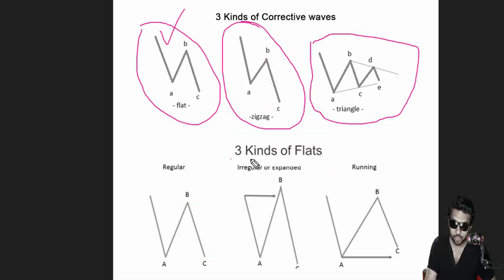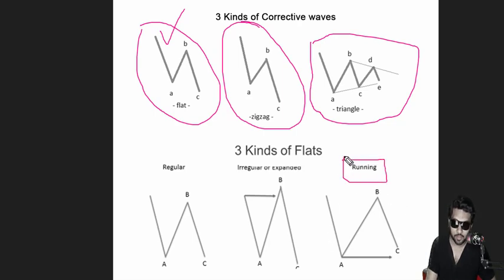But when it comes to the irregular or expanded flat, that is the most manipulative corrective wave, which happens to take the stop loss of the short traders most of the time in crypto. In stocks and forex, I have not observed expanded flats playing out that much. But most of the time in crypto, it plays out as an expanded flat to take the stop loss, with manipulation from the exchanges or big hands, such as whales and stuff like that.